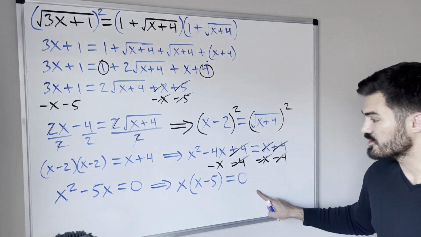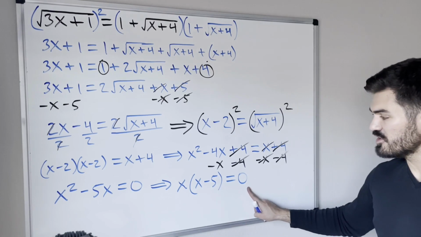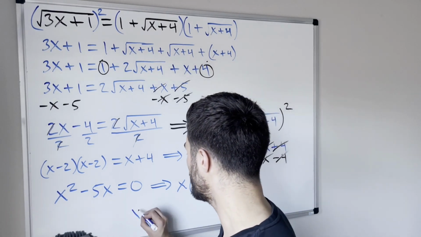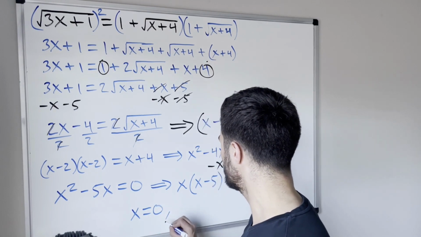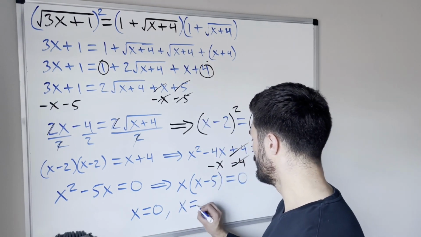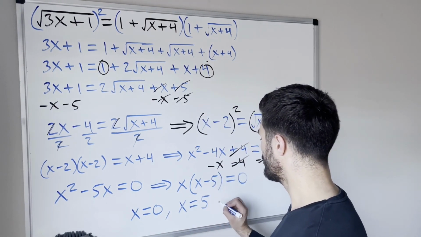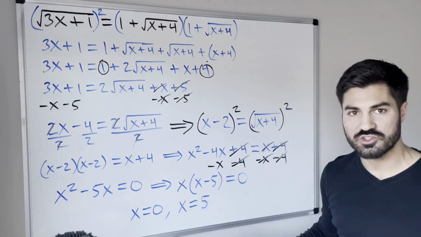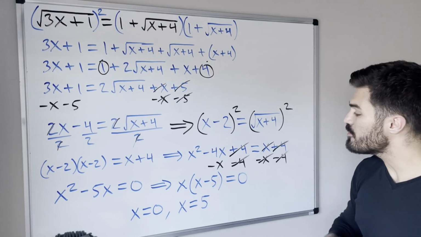And this equals 0, which means that x equals 0 or x minus 5 equals 0. That gives us two potential solutions: x equals 0 or x equals 5, right? And remember, when we're solving these radical equations, we always have to check our solutions at the end. So let's go back and plug this in.